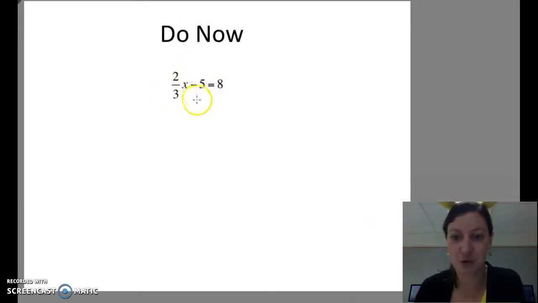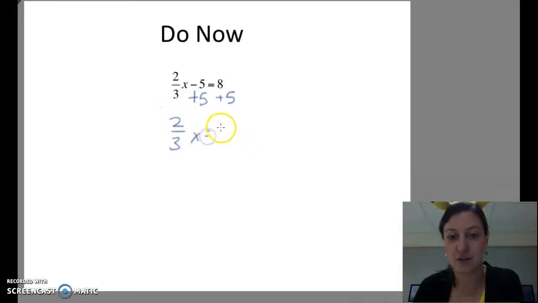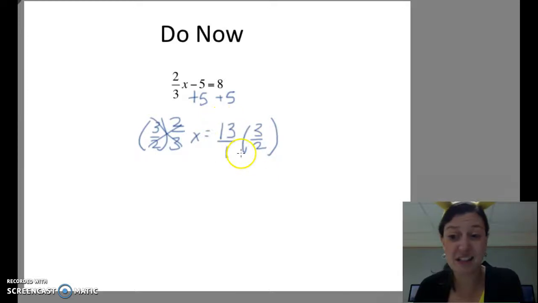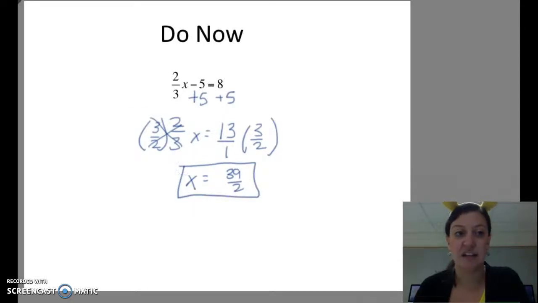So first step, we're going to add 5. So 2/3 x equals 13. Now I'm going to multiply both sides by 3/2 because that's the reciprocal and that cancels. I'll put this over 1. Multiply this side by 3/2. Now these don't cross cancel because this number is not even. So x is going to equal 39/2, and you can leave it just like that. That's as simple as it gets.